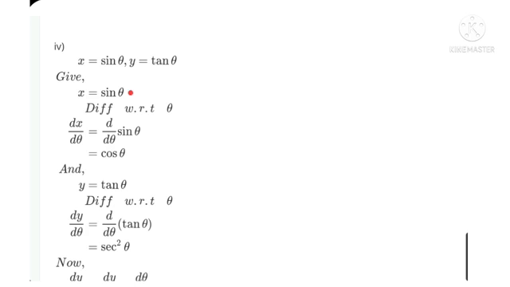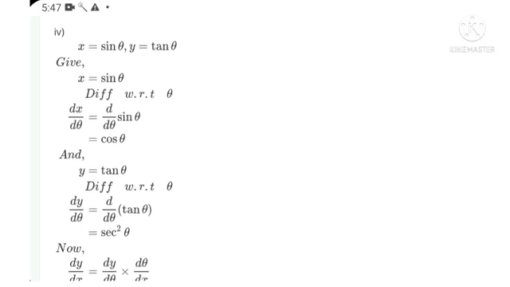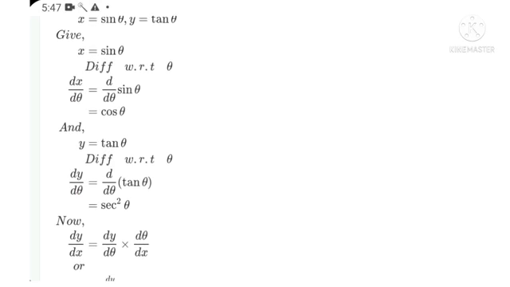So we get x is equal to sin theta. Differentiate with respect to theta, we get dx by d theta is equal to d by d theta of sin theta. What is the derivative of sin theta? Derivative of sin theta is cos theta. And write y is equal to tan theta. Differentiate with respect to theta, we get dy by d theta is equal to d by d theta of tan theta. What is the derivative of tan theta? Derivative of tan theta is sec square theta.